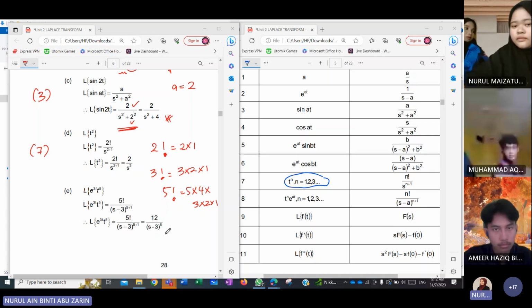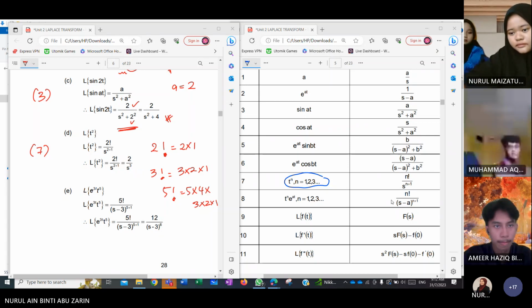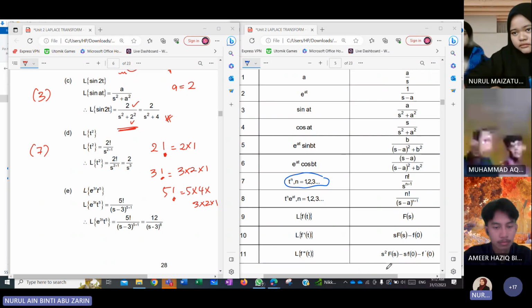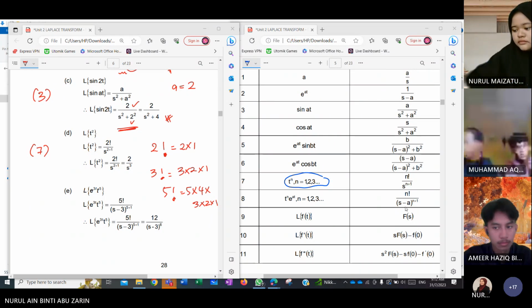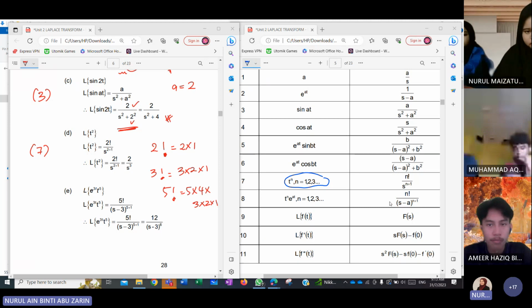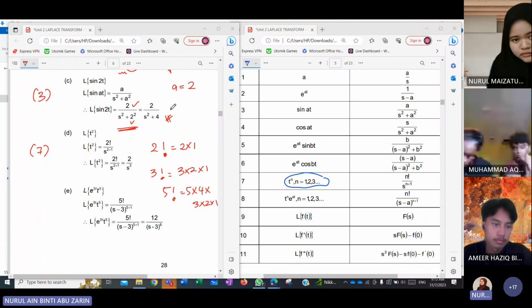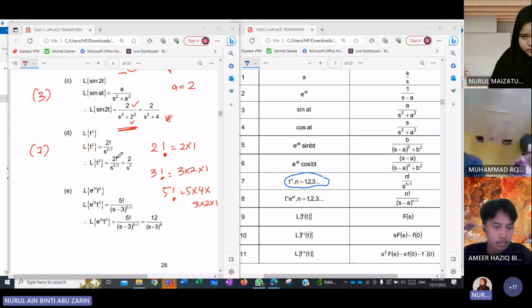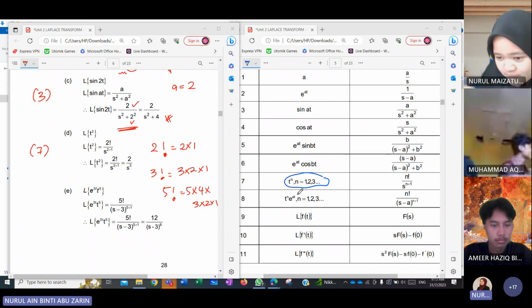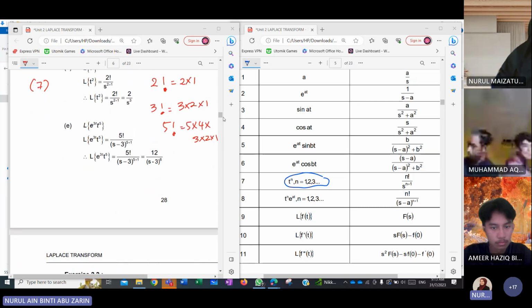Alright, orang lain? Boys? Any problem to find factorial? No, madam. Semua orang dah berjaya mencari faktorial. Okey, kalau dah berjaya, alhamdulillah. Kalau tak berjaya, kena tanya terus. Sebabnya lepas ni kita akan banyak jumpa benda ni. Kita nak guna dalam T, N, exponent A to the power of AT juga pun ada faktorial. So, kalau you ada isu dengan faktorial ni, memang ada isu besar sikit lah.